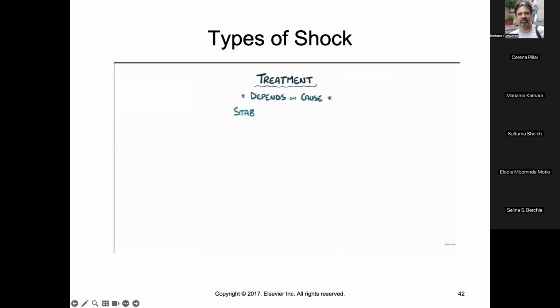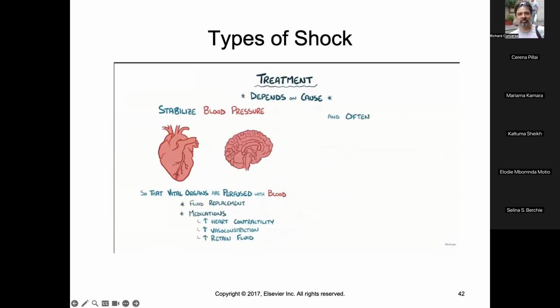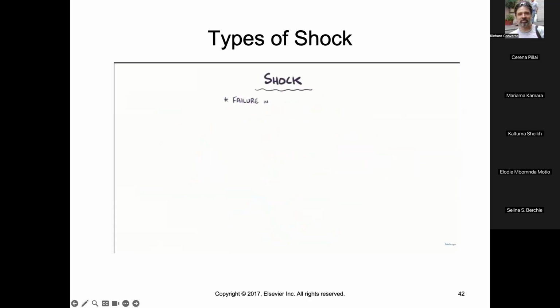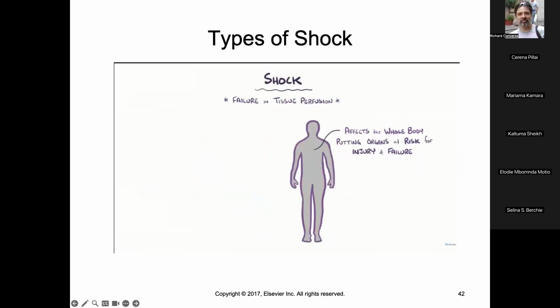In general, the goal is to stabilize blood pressure so that vital organs like the heart and the brain are perfused with blood. In order to stabilize blood pressure, fluid replacement and medications that increase heart contractility, cause vasoconstriction, and retain fluid can be administered. Oftentimes, a person might need supplemental oxygen or have their airway protected, for example, with intubation. All right, as a quick recap, shock is ultimately a failure in tissue perfusion, and it affects the whole body, putting tissues and organs at risk for injury and ultimately organ failure.